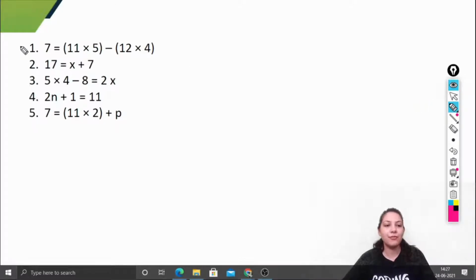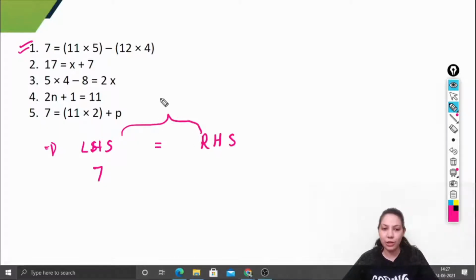So let us see if the first given question is an equation or not. In the LHS, the left hand side, it's given as 7, then equals to, then the right hand side. This is the basic of an equation. An equation should be written like this with an equality sign.